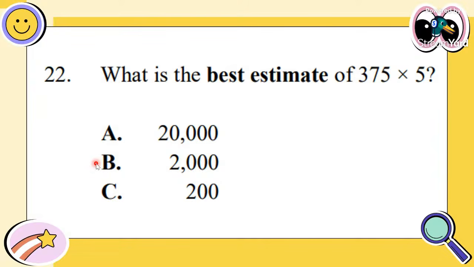Next question. What is the best estimate of 375 times 5? What is the best estimate? The best estimate of 375 times 5. Is your answer A, 20,000, B, 2,000, or C, 200? Type your answer in the chat.